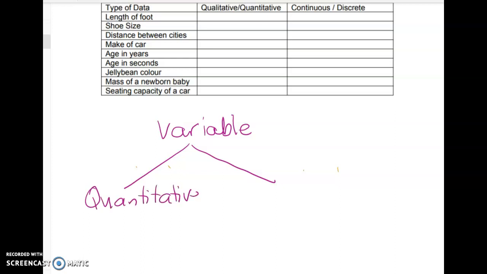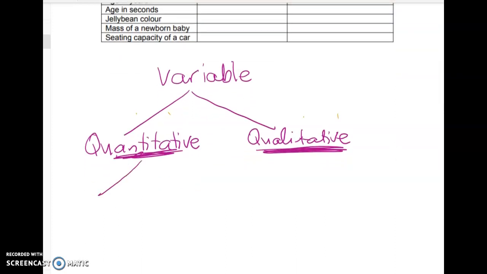If I ask you what colour are your eyes and you say they're hazel, that's a word answer, and we call that qualitative. Now, we can go on and do some more stuff with putting qualitative data into order, but we don't worry about that in Year 9. So we're really focused on that distinction between qualitative and quantitative. If it's quantitative, we split it into two groups. It's either continuous or it's discrete. So this is all just revision from what we did in class.